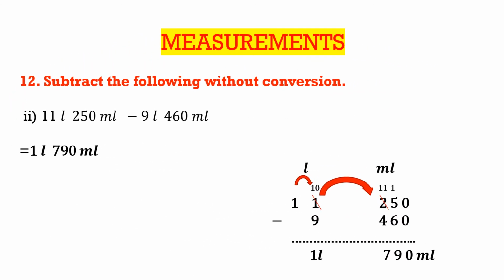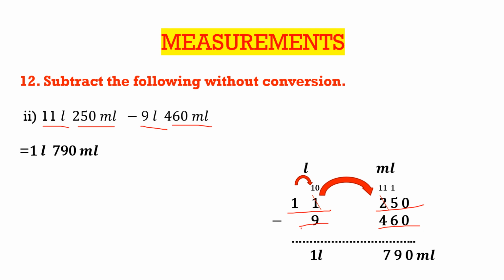Now we have to solve the bit number 2. Bit number 2 is given as 11 liter 250 ml minus 9 liter 460 milliliter. First write down liter and milliliter separately. Write down 11 liter and 9 liter in liter column, and 250 milliliter and 460 milliliter in milliliter column. Now we have to subtract.